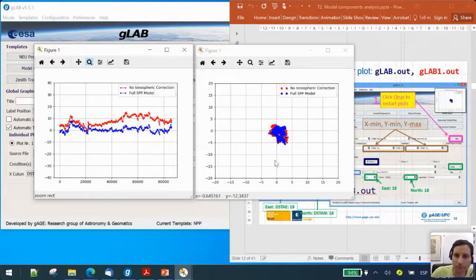If I didn't write the labels, you would not be able to tell which positioning is which. It would be very difficult for us to say the blues are the full SPP model, the red ones are the ones not having the iono correction.